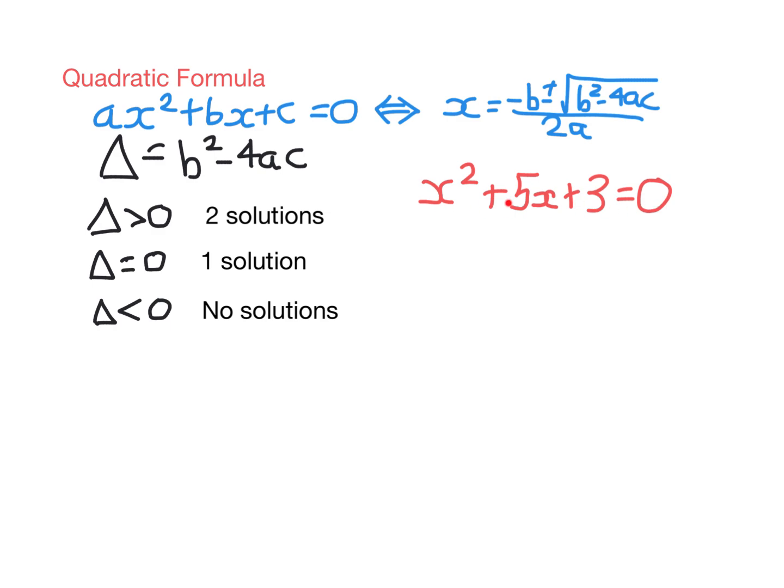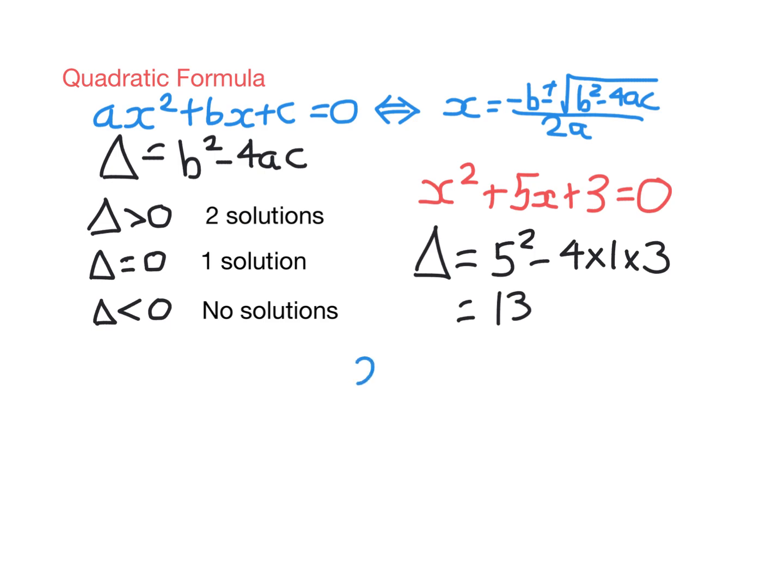So let's solve this equation here. I can't factorize this like on previous slides because there's no numbers we can think of that multiply to 3 and add to 5. So I'm going to use the quadratic formula. First step, I'm going to calculate the discriminant. It's b squared minus 4 times a times c. A is 1, b is 5, c is 3. So you can use your calculator for that if you want. You get 13. The discriminant is positive, so there are two solutions.